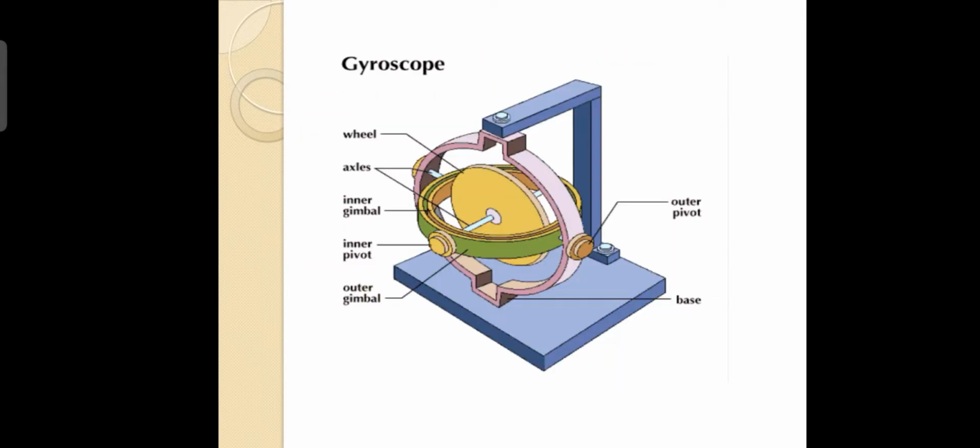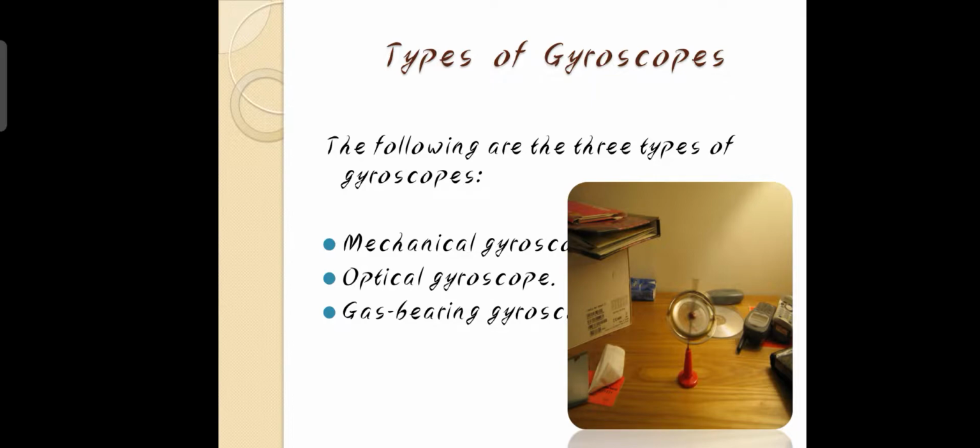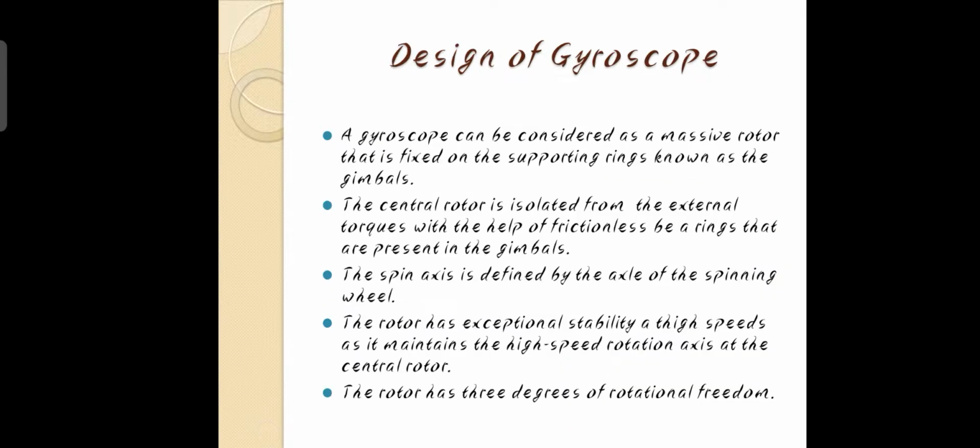This is the gyroscope diagram. A gyroscope has a wheel axis, inner gimbal, inner pivot, outer pivot, and base. These are all the gyroscope parts. Types of gyroscope. The following are the three types of gyroscopes: mechanical gyroscope, optical gyroscope, and gas bearing gyroscope.